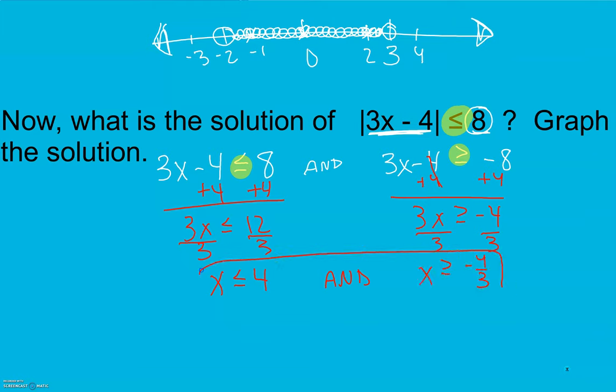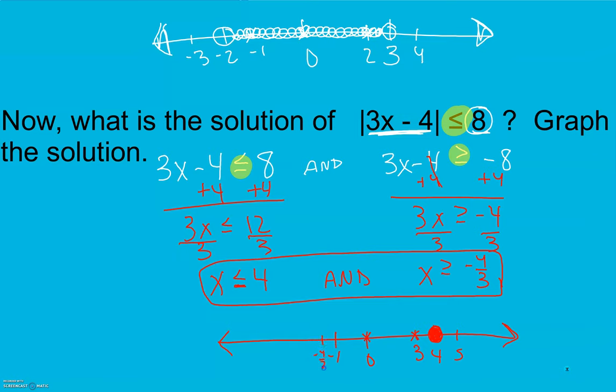Now, as far as the graph goes, because it's an and, we only want things that work for both. So 4. I'm going to fill in my circle because of the equal to line. I want numbers less than 4, like 3 and 0, for example.